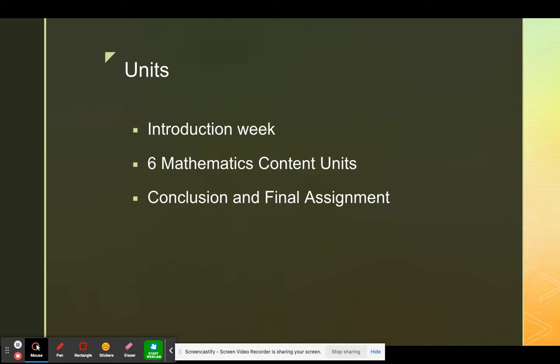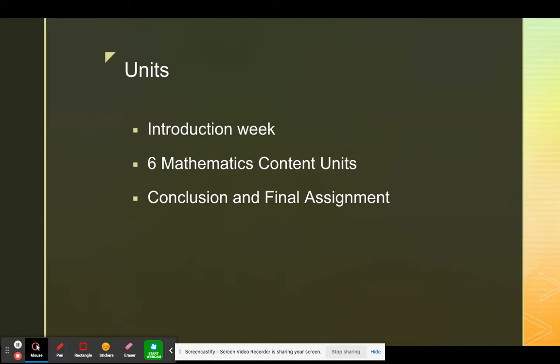In terms of the weekly work for this course, you are currently in the introduction week, where we will get oriented with each other, as well as the different types of activities that we'll be doing throughout each week. For the 6 weeks following that, we'll take a topic of mathematics and focus in on that topic for those weeks. And then in the final week, that last week of July, there will be a concluding week as well as a final assignment that we will engage upon.